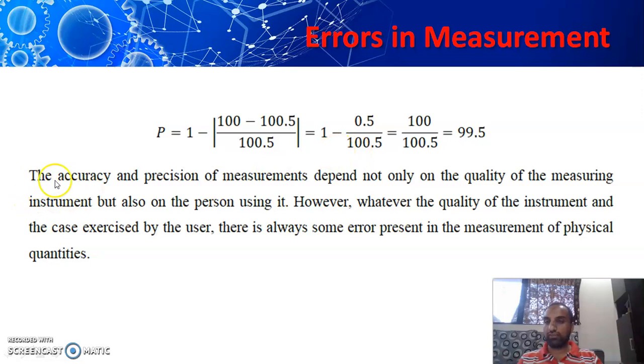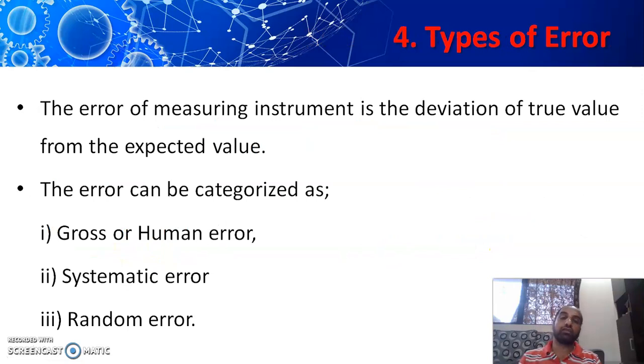So what we can say here is that the accuracy and precision of measurement depend not only on the quality of the measuring instrument, but also on the person using that particular instrument. So whatever the quality of the instrument, in case of use by the user, there is always some error present in the measurement of a physical quantity. Okay. In the next part, we'll discuss the types of error.